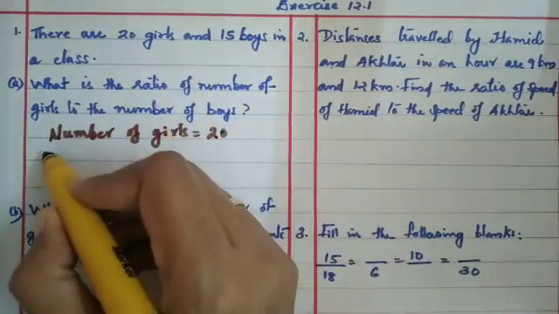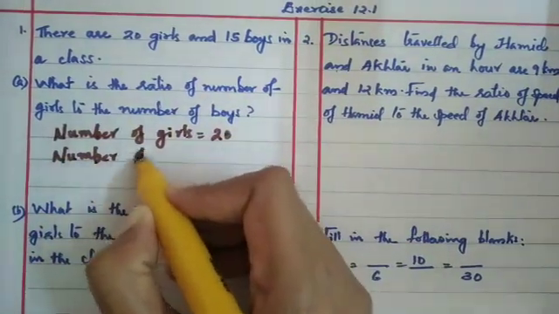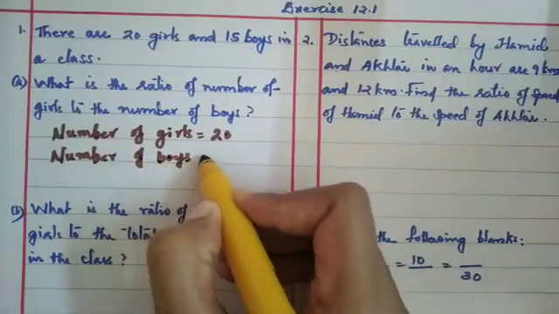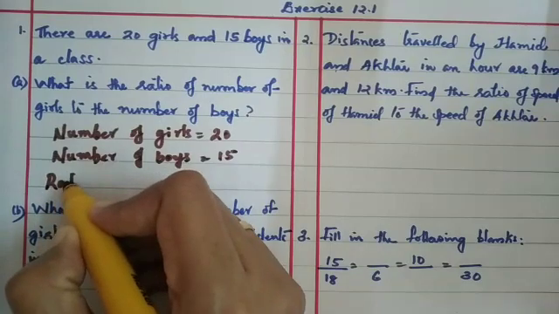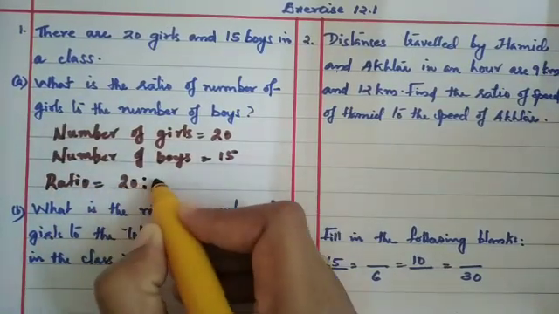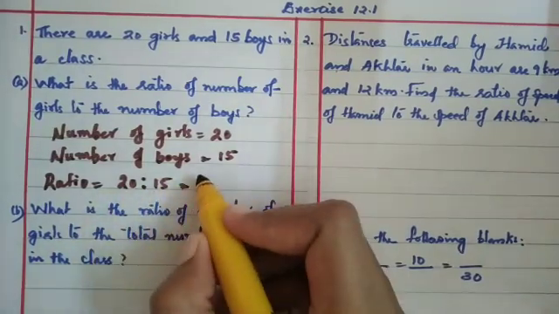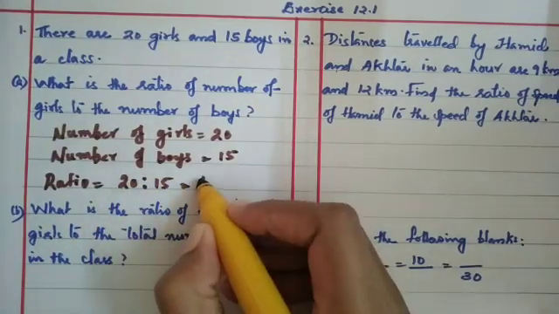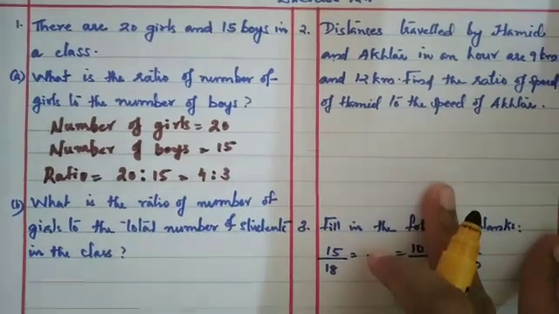Then what is the number of boys? Number of boys is 15. You then write the ratio. Ratio equals number of girls 20 is to 15. Here 5 is the common multiple. 5 fours are 20. Then 5 threes are 15. Okay, 4 is to 3 is the ratio.